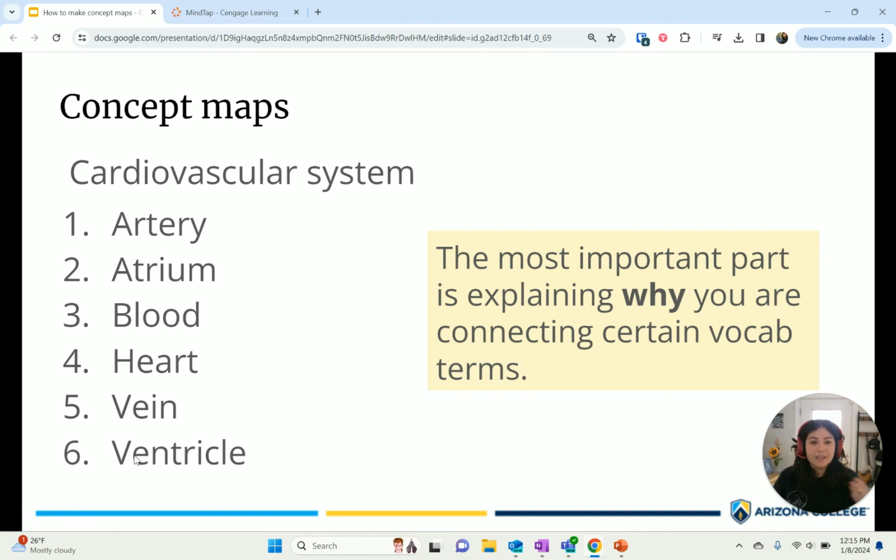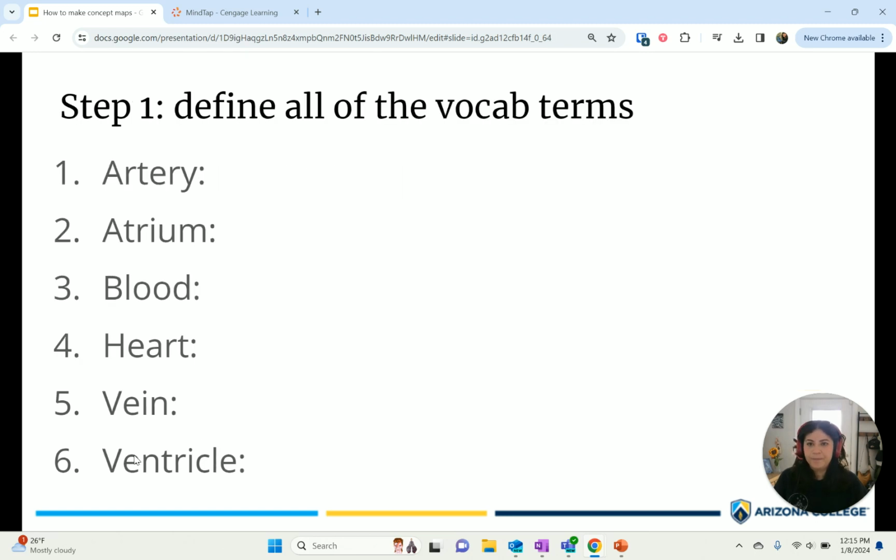And then just a reminder that the most important part of the concept map is explaining why you are connecting certain vocab terms. So there's going to be many ways that you could do this. The most important thing is you explain to me why you did it the way that you chose. Okay, so let's talk about how to break that down and how to actually make this map.